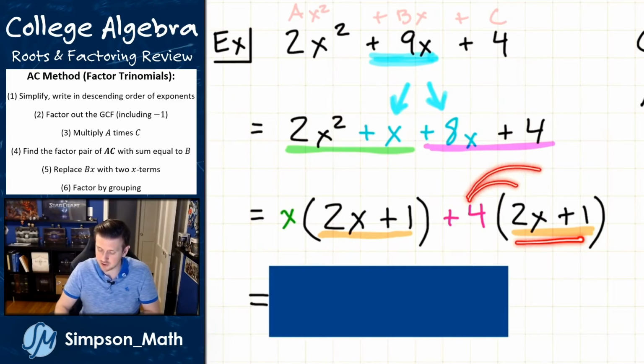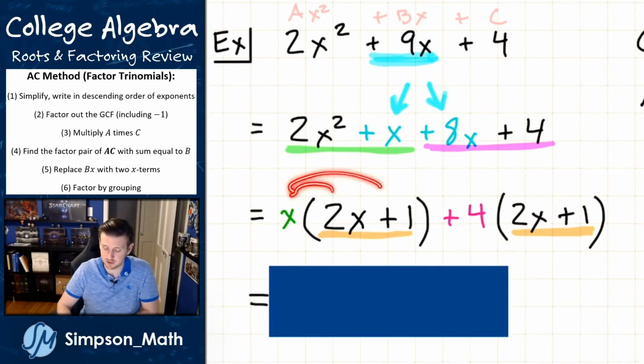Again, anytime you factor out a GCF, I always encourage you to do that quick mental distribution to make sure that you did it right. 4 times 2x is 8x. 4 times 1 is 4.